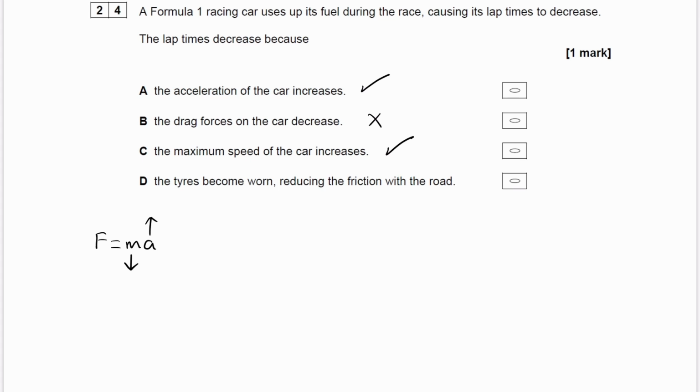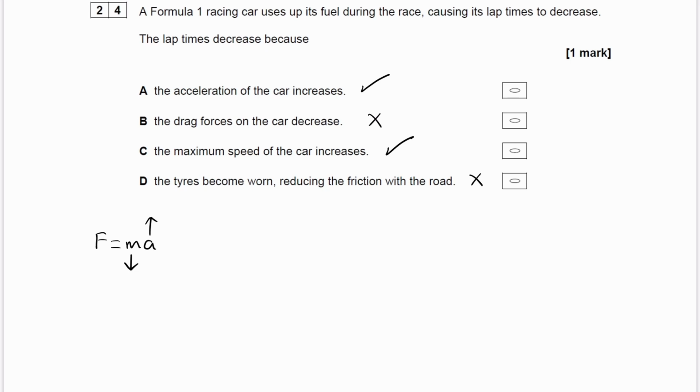For option D, the tires become worn, reducing the friction with the road. So that is true, the friction with the road does decrease as the tires become worn. And the main effect of that is the car would not be able to turn around corners as quickly as it would if the tires were fresh. So if the car cannot go around corners very quickly, that will increase lap times, so it can't be D.